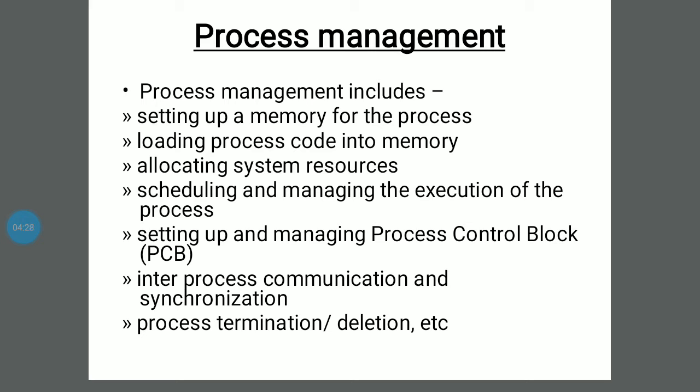And setting up and managing the process control block. The process control block is a data structure used by the computer operating system to store all information about a process, like when the process is created, what it is using, and what the length of the process is. So the entire thing will be stored in the process control block. Setting up and managing the process control block is done by the process management.